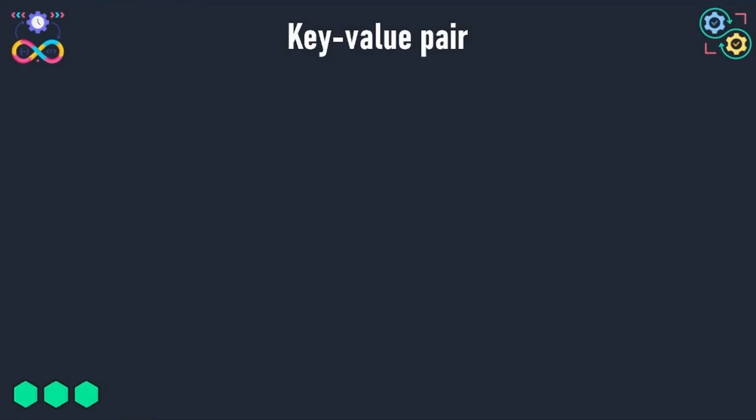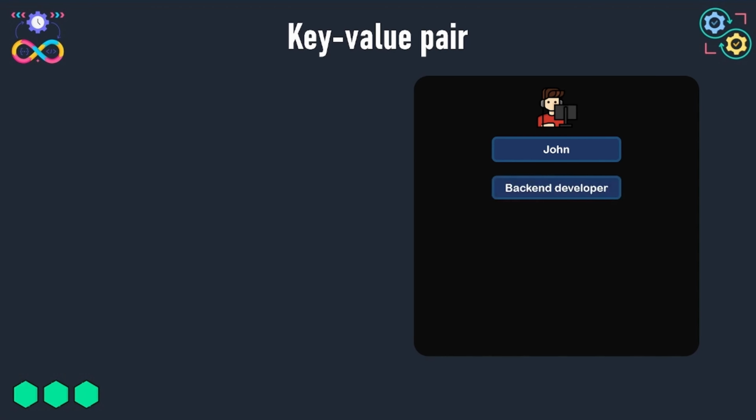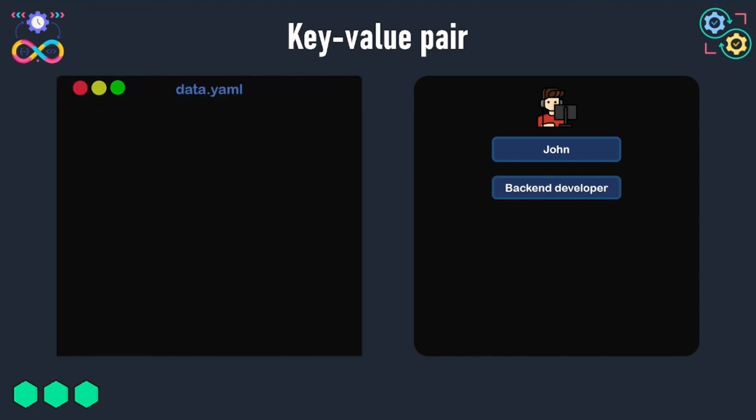We will first of all learn how to represent key value pairs in YAML. We will assume that we want to represent the data about a developer in our team. His name is John, and he works as a backend developer. A key value pair in YAML is represented like this by assigning a value to a key. Here we assign the value John to the name key. A key and its associated value are always separated by a colon followed by a space.